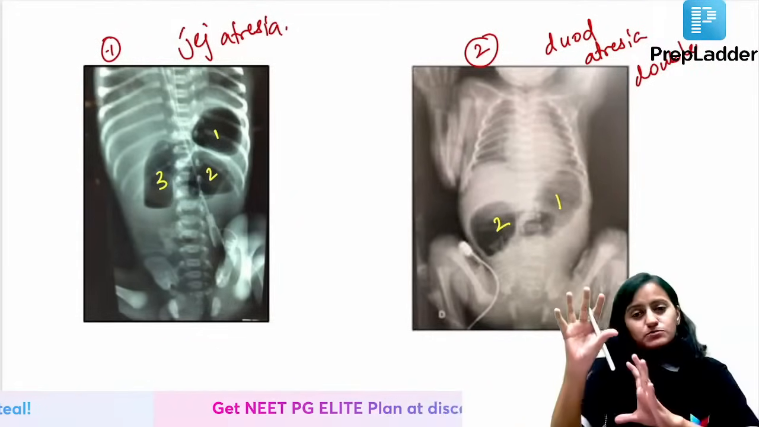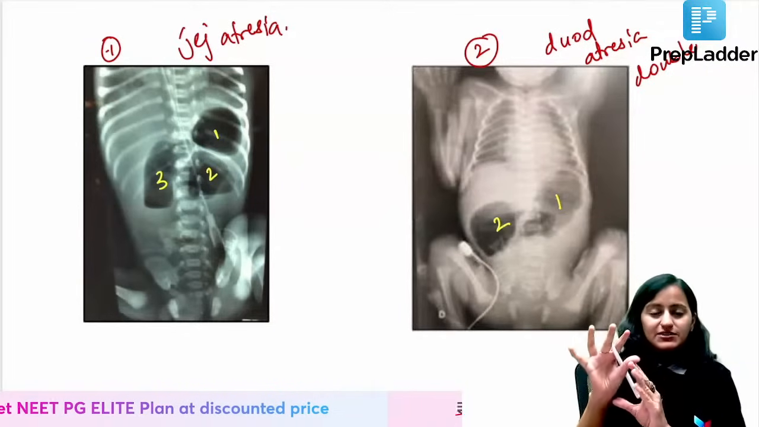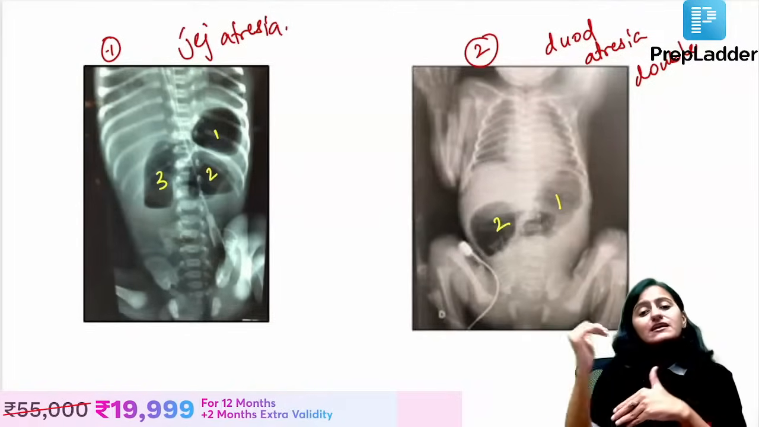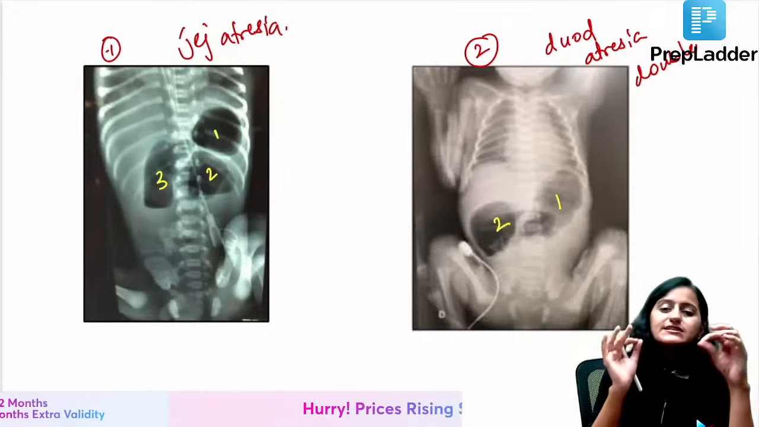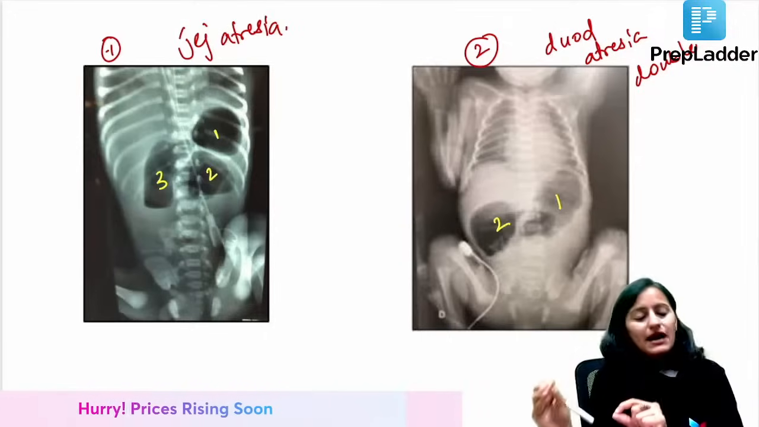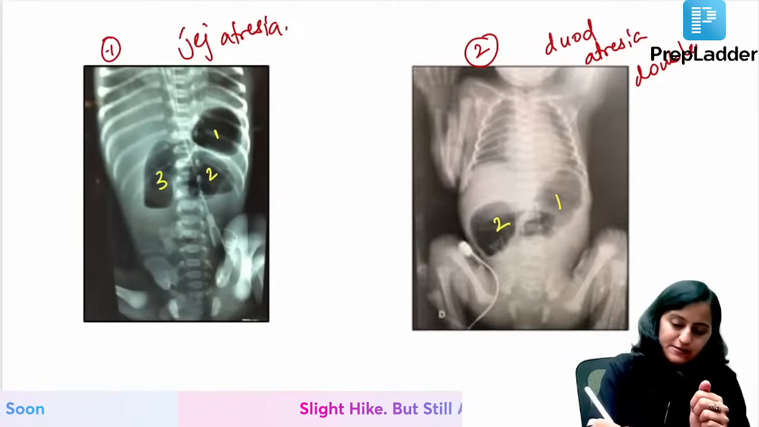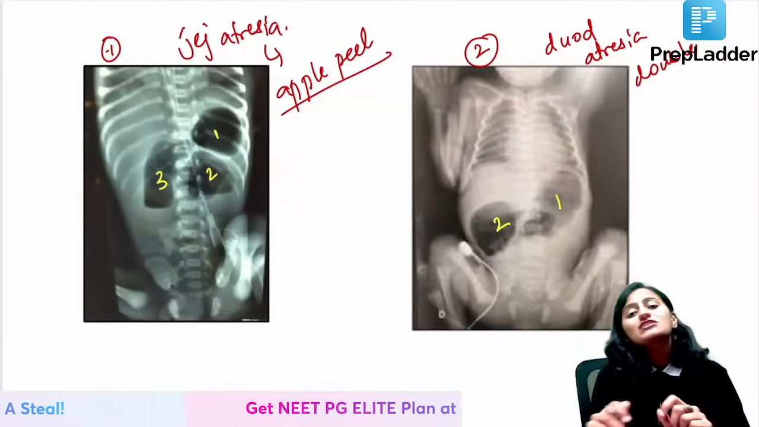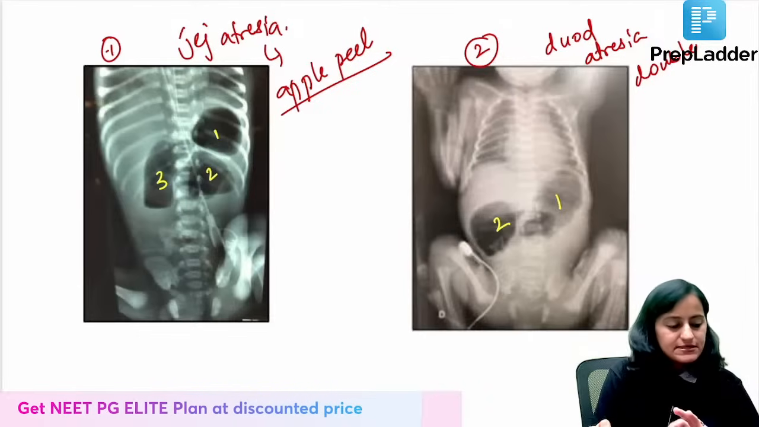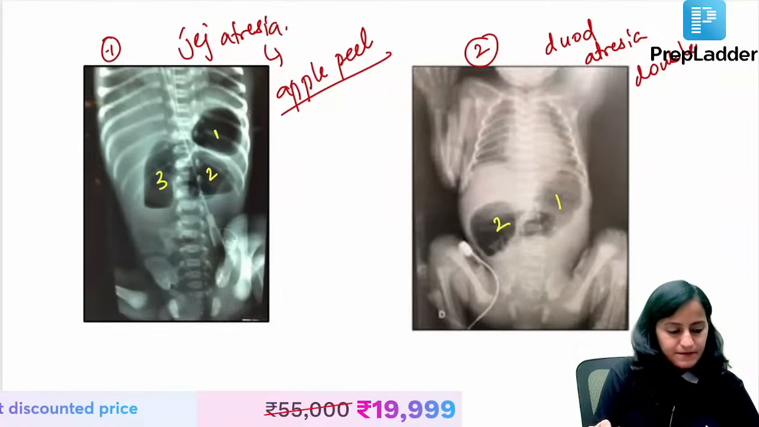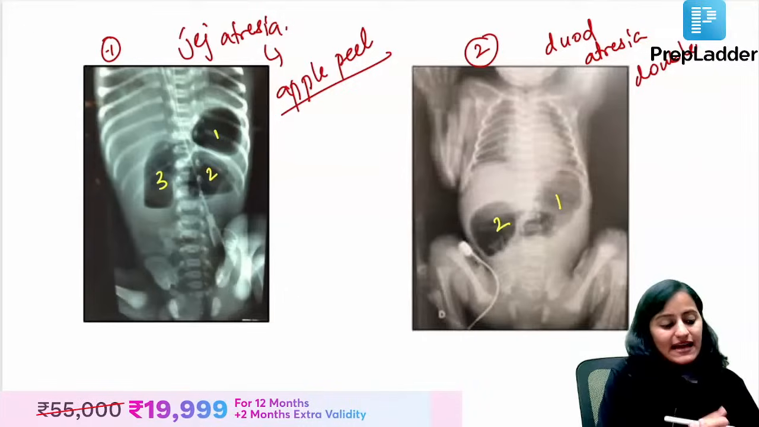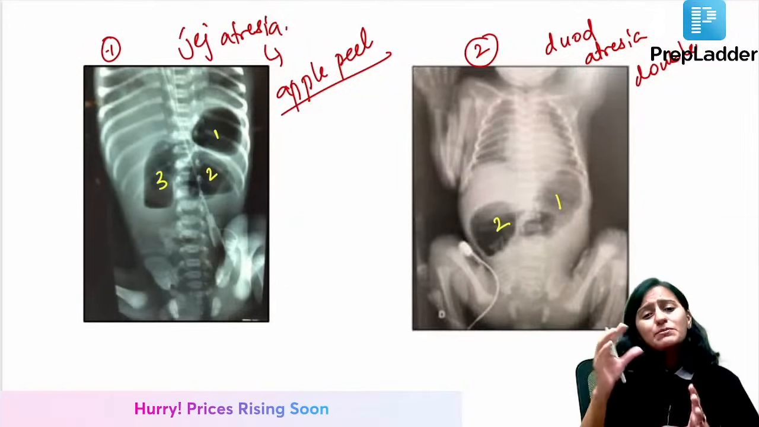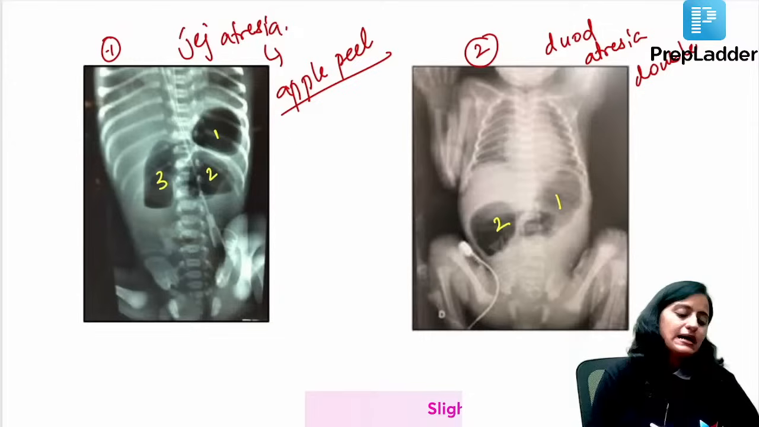Okay. So if there are 2 bubbles, stomach and duodenum, it is duodenal atresia. Stomach, duodenum, jejunum. So in the jejunal one triple bubble will come, in the duodenal one double bubble will come. Where do you see the apple peel appearance? That is seen in jejunal atresia. Apple peel is seen in jejunal atresia. When it is ileal atresia, as you go lower the bubbles increase. There are going to be multiple bubbles that you will see in ileal atresia.